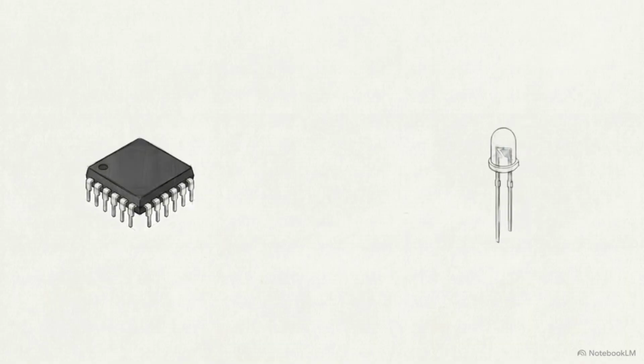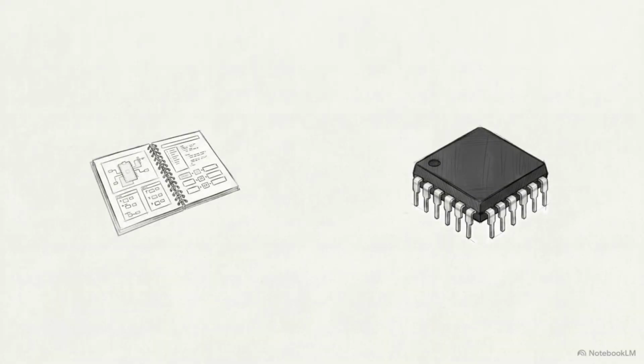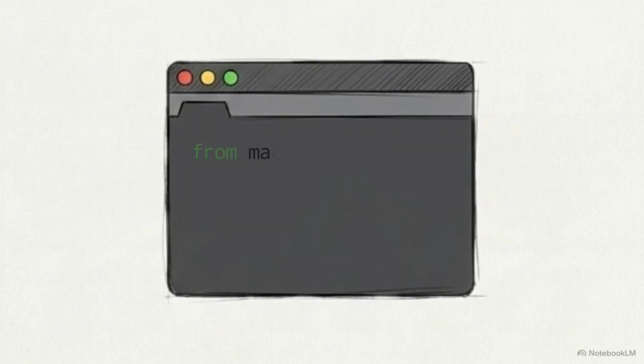By default, a computer or a microcontroller does not inherently understand how to send power to those physical components. To solve this, we use libraries. Think of a library as a pre-written instruction manual that teaches your Python script exactly how to communicate with the hardware. In your editor, type from machine import Pin.